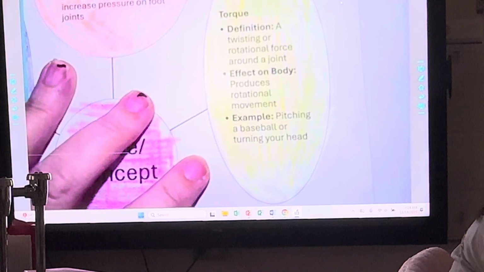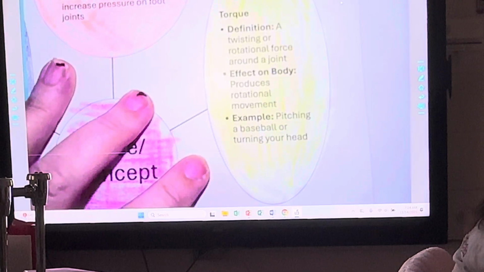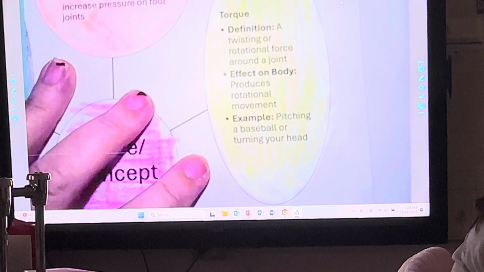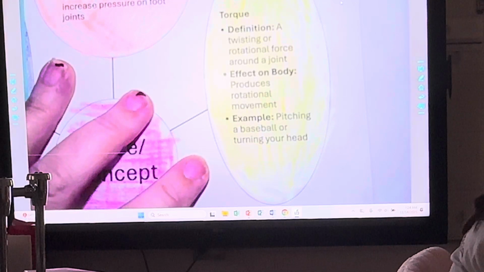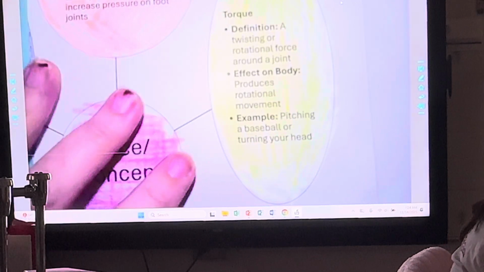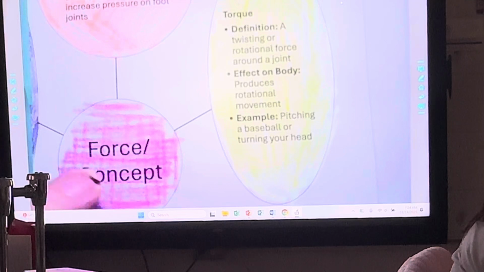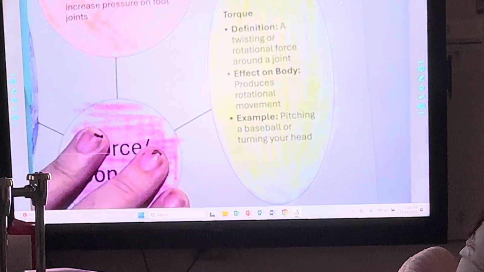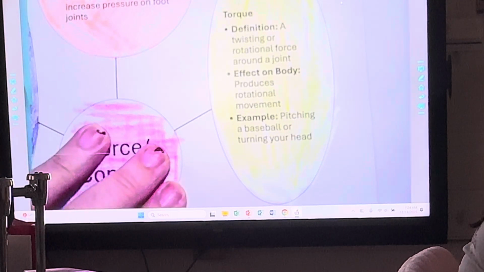Think about these people who are pitching baseballs and how much force and everything they're putting on that rotation, that ability to swing that whole arm around the way they normally do. Whereas when you're shaking your head, normally that's a more gentle and less stressful motion, but they're both a rotational motion.